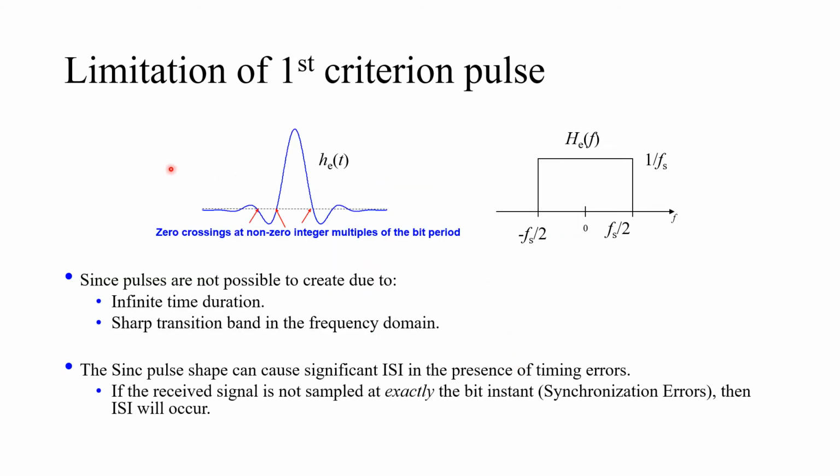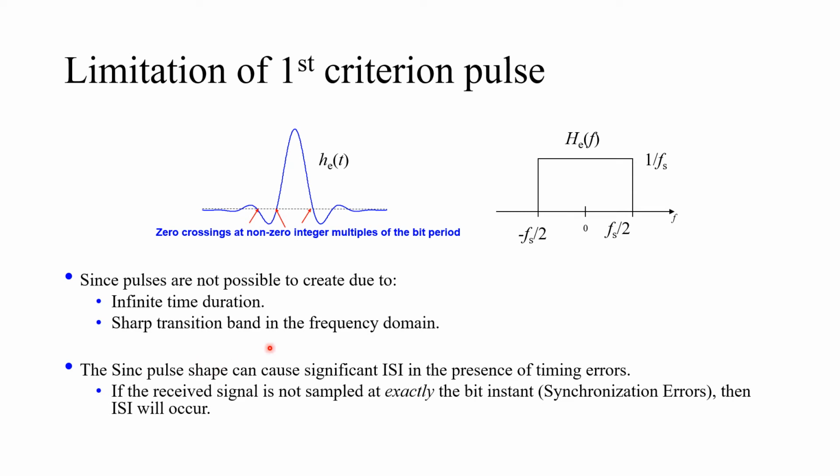The limitation of the first criterion pulse, or the limitation of the sinc pulse: we said that it is an infinite time duration pulse, so it cannot be practically created. Even if we try to create it using a filter, the filter's transfer function will look like this. Such a sharp filter cannot be practically implemented, so it is practically not possible to produce such a sinc function.